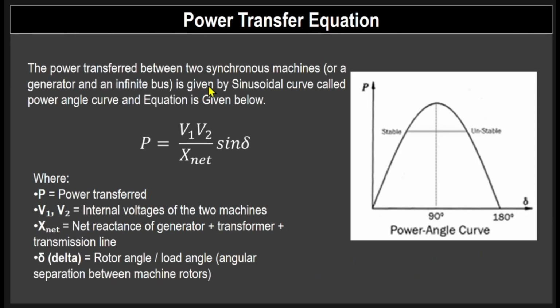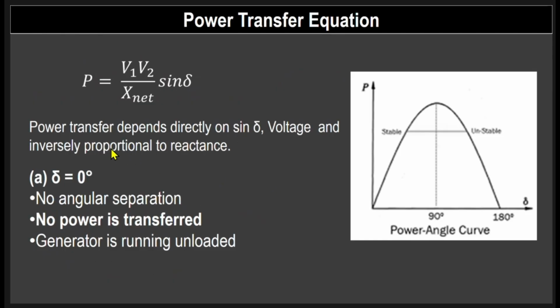The power transfer between two synchronous machines is given by a sinusoidal curve called the power angle curve, and the equation is given below. This is the same equation which I had discussed. This is the power angle curve, and you have studied this in your BTech and master's courses. The power transfer depends directly on sine delta and the voltage, and is inversely proportional to the reactance.